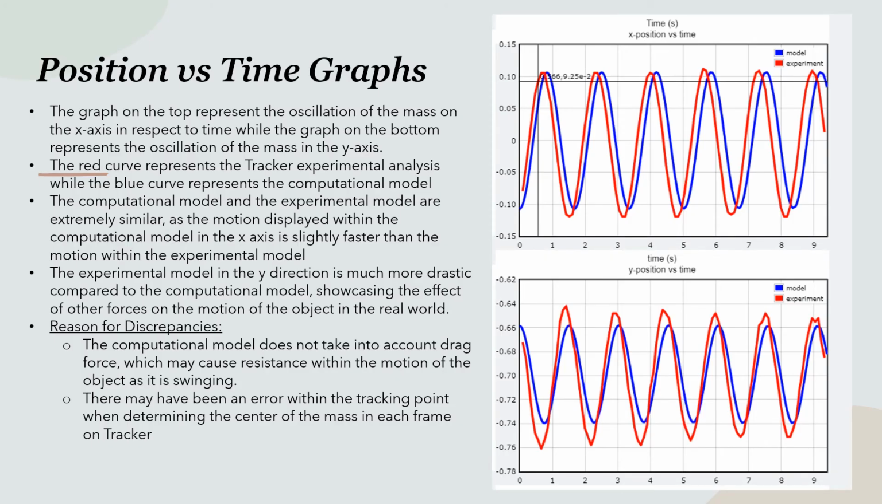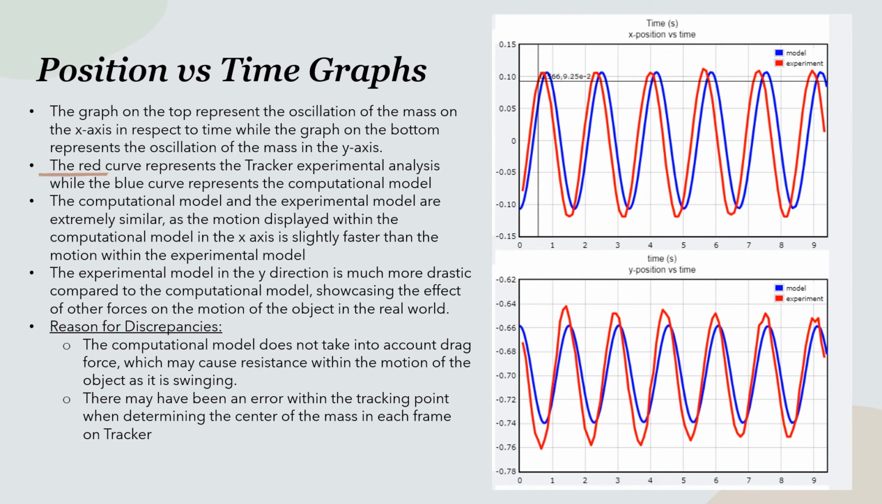This slide shows my position versus time graph, where the graph on the top represents the oscillation of the mass in the x direction, and the graph on the bottom represents the oscillation of mass in the y direction. The red curve represents the Tracker experimental analysis, while the blue curve represents the computational model. The computational model and the experimental model are extremely similar, as the motion displayed within the computational model in the x-axis is slightly faster than the motion within the experimental model.